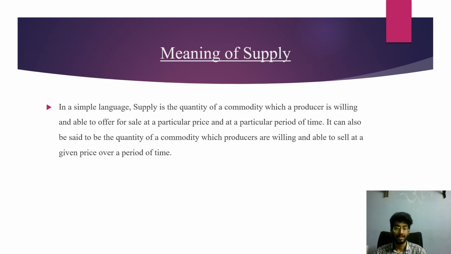Meaning of supply. In simple language, supply is the quantity of commodities which a producer is willing and able to offer for sale at a particular price and at a particular period of time. It can also be said to be the quantity of the commodities which producers are willing and able to sell at a given price over a period of time.